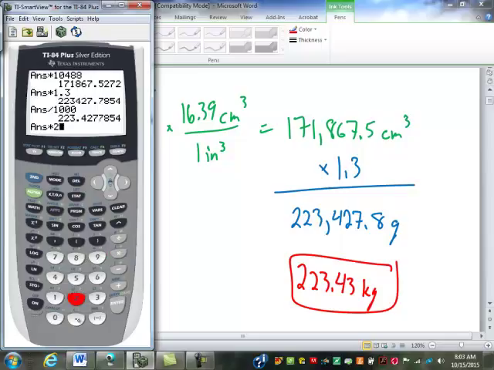Or if you want to change it into pounds, roughly 491.5 pounds. But we'll stick with the grams and kilograms. Either one of these would have been fine.